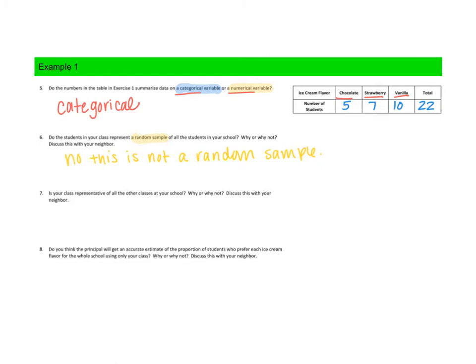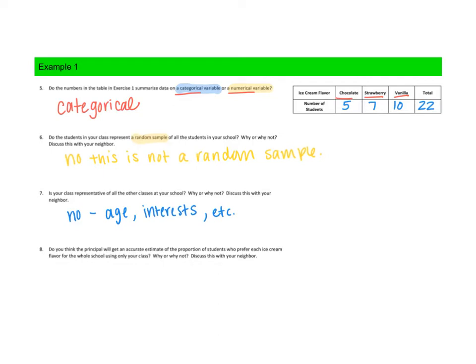Number 7, is your class representative of all the other classes at your school? We just talked about this. No. And the reason being, your ages are different, your interests are different, etc. It is not representative of all the other classes. It might be closely represented to your 7th grade peers or your other 8th grade homerooms, but it's not going to be representative of kindergarten. It's not going to be representative of 5th grade. Okay?